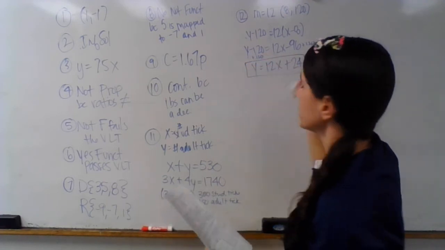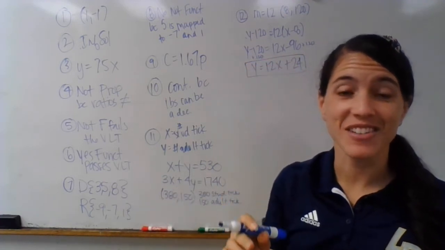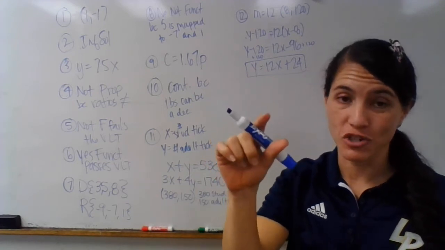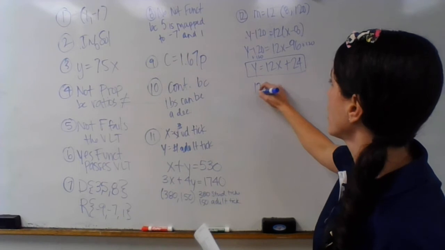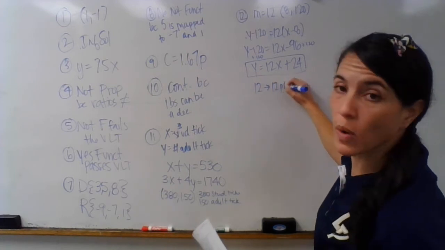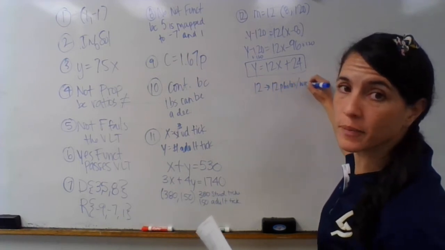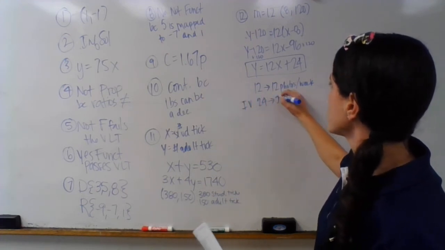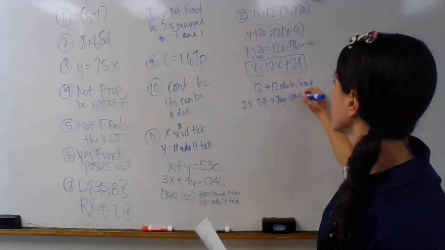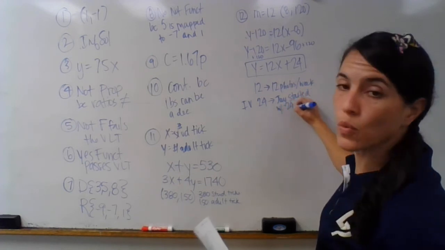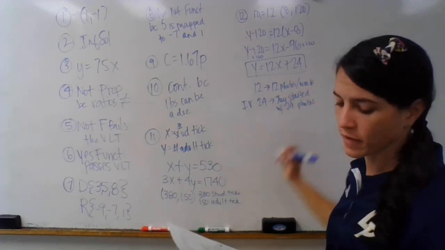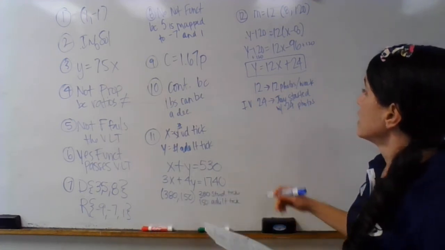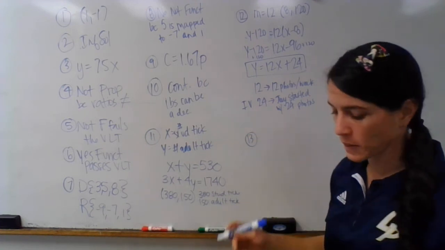So there's my equation. So now I need to say what the slope and the initial value are, and then interpret it. So the slope is 12, and that means 12 photos a week. The initial value is 24, so Jay started with 24 photos. The initial value is what you started with. All right, number 13.